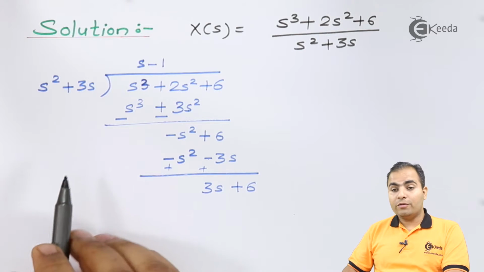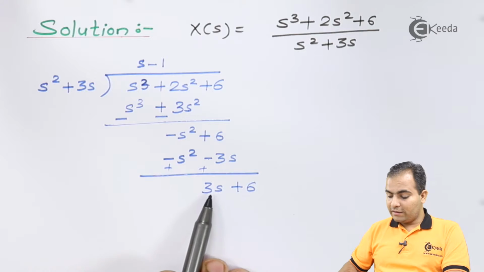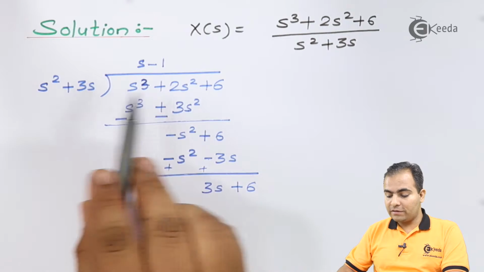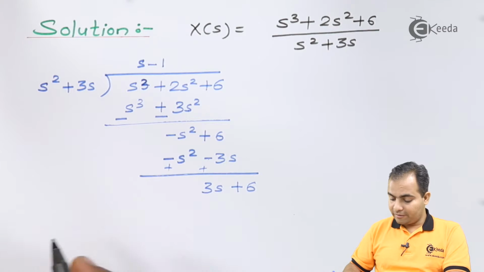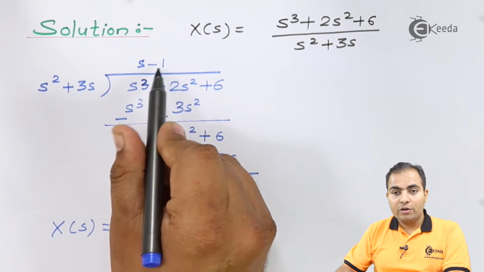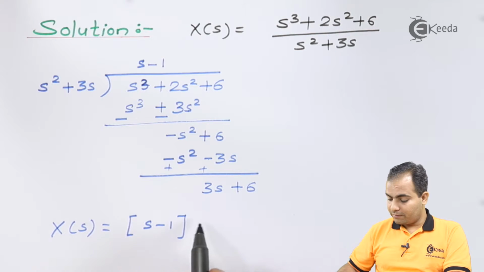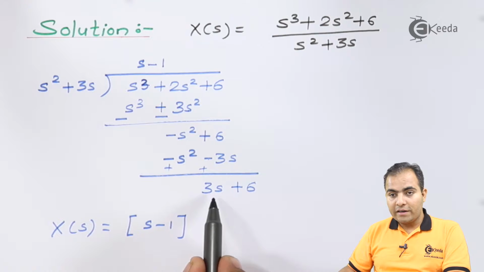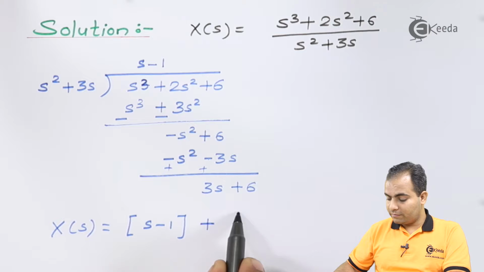So my X of s equation becomes, this is my quotient and this is my remainder when we divide s cube plus 2s square plus 6 by s square plus 3s. Now how to write the answer? I'll show you. X of s is equal to what? First of all, I'll write the quotient part, which is s minus 1. And then the next part: the remainder I'll write in the numerator and then I'll write the divisor part.